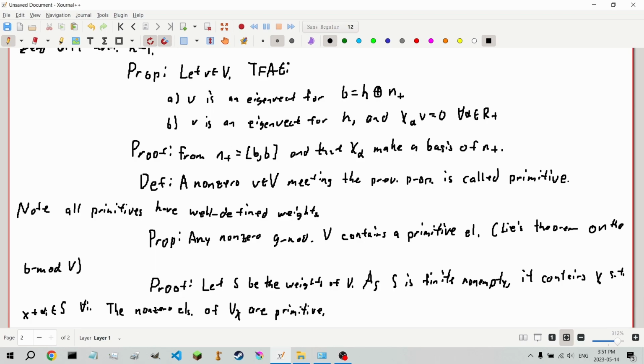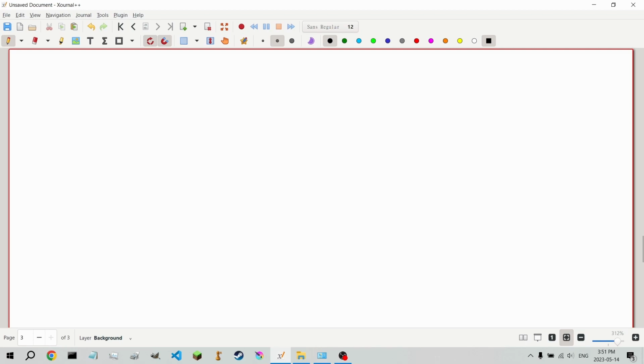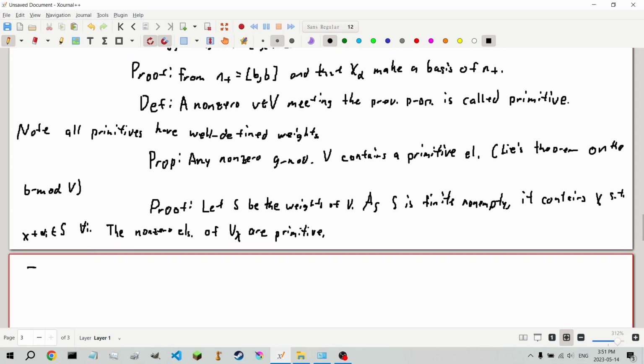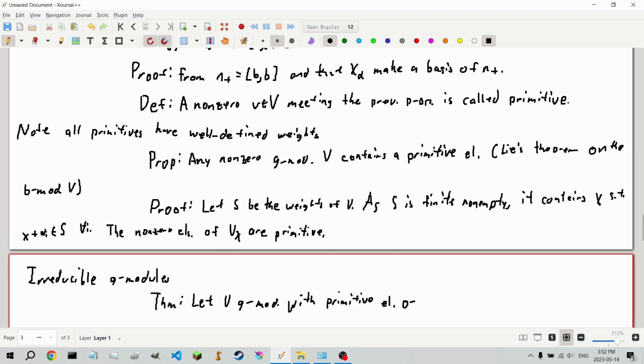Alright, and with that, let's move on to the next topic of irreducible G modules. It starts with a theorem. Let V be a G module with a primitive element of weight chi.